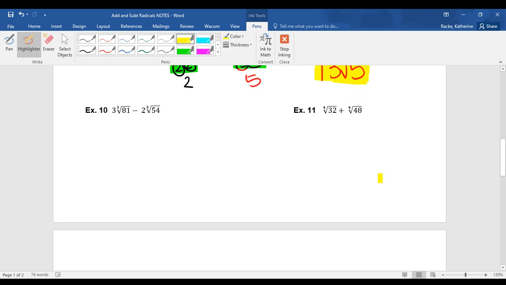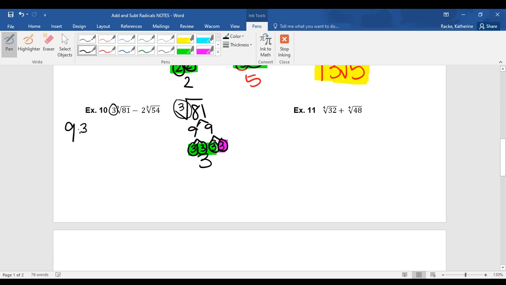All right, example 10. So now I have 3 cube root of 81 minus 2 cube root of 54. So I need to simplify both of these cube roots first. So 81 breaks down into 9 and 9. 9s break down into 3 and 3. Looking for a group of 3 because it is the cube root. I have one group of 3 with 1 left over. Okay, remember that group of 3 that I'm pulling out needs to be multiplied by the number in front. So 3 times 3 will give me 9 cube root of 3 now. Go ahead, carrying down my minus sign.